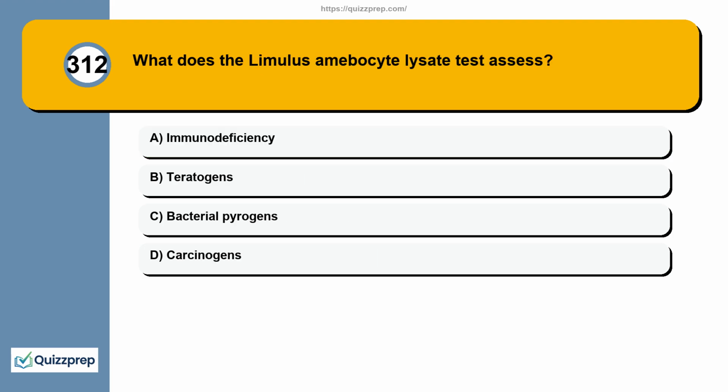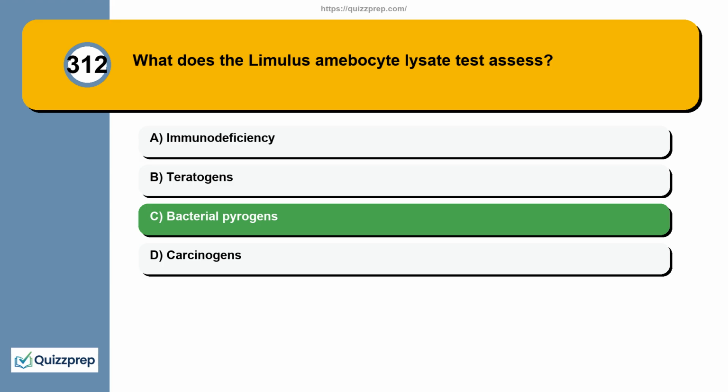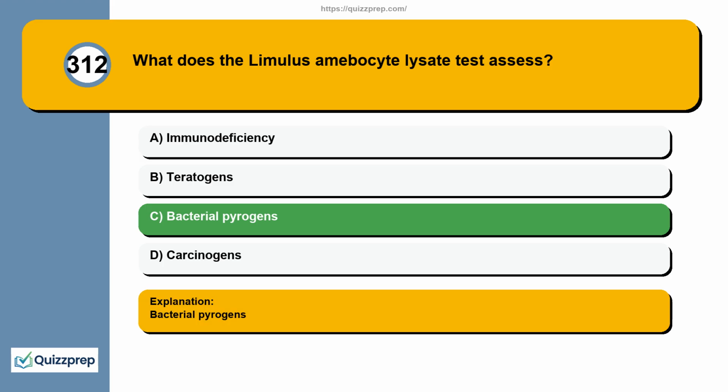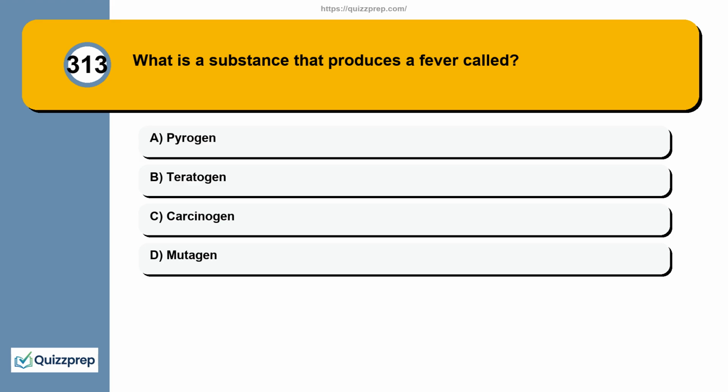Question 312. What does the limulus amoebocyte lysate test assess? Option A, immunodeficiency. Option B, teratogens. Option C, bacterial pyrogens. Option D, carcinogens. The correct answer is option C, bacterial pyrogens.